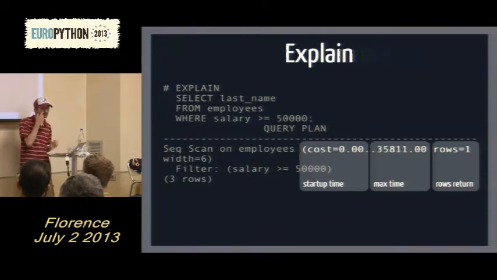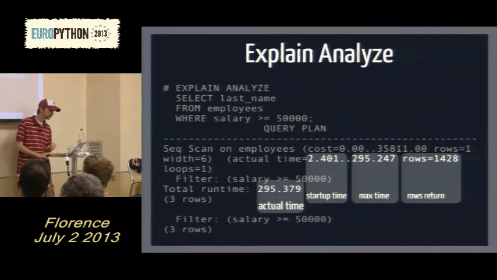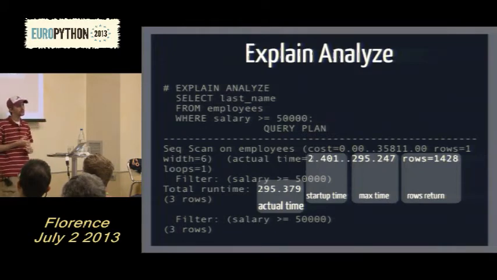And then how many rows it's going to return. It thinks it's going to return 1. If you take that and add explain analyze instead, it's going to give you two things. It's going to give you the explain output, what it thought it was going to do, but then it's also going to run the query and tell you what it actually did.